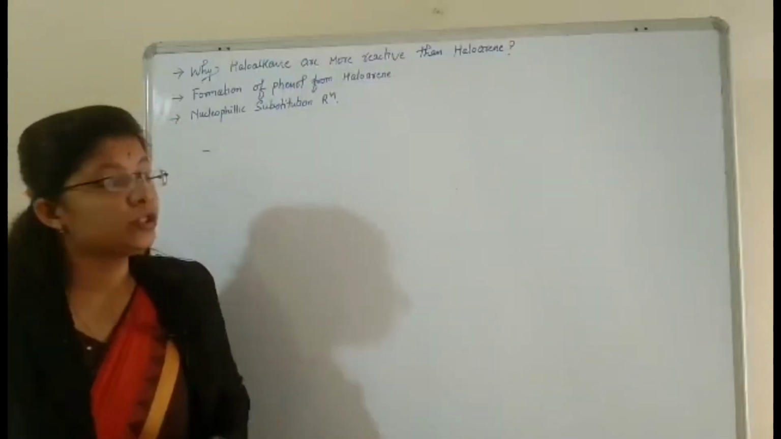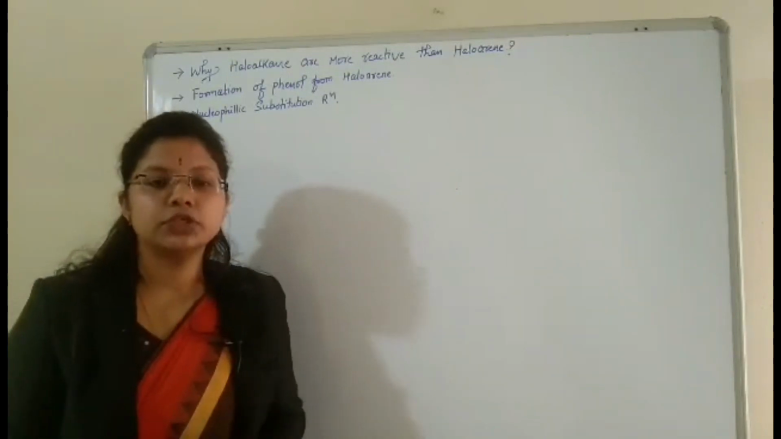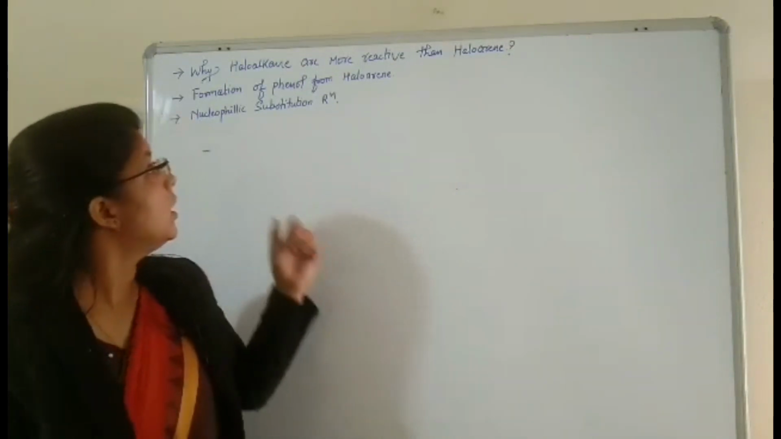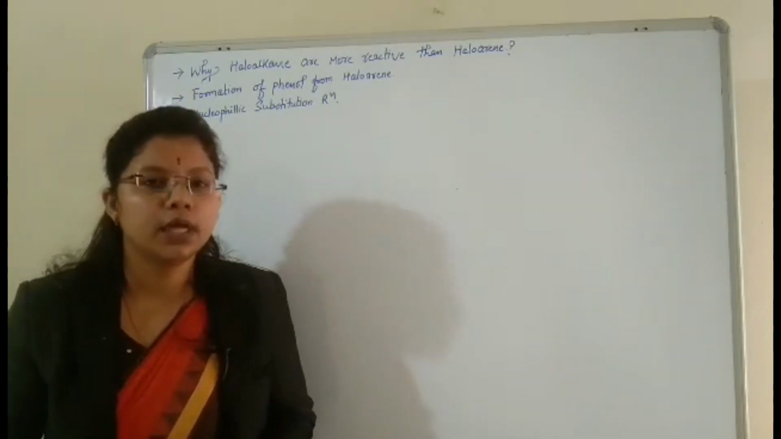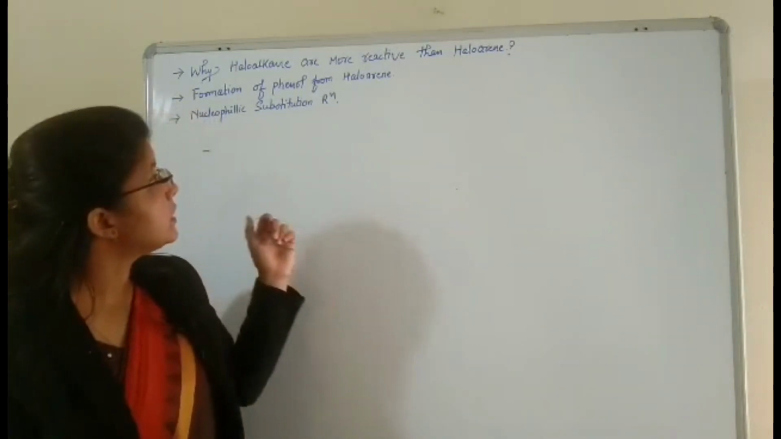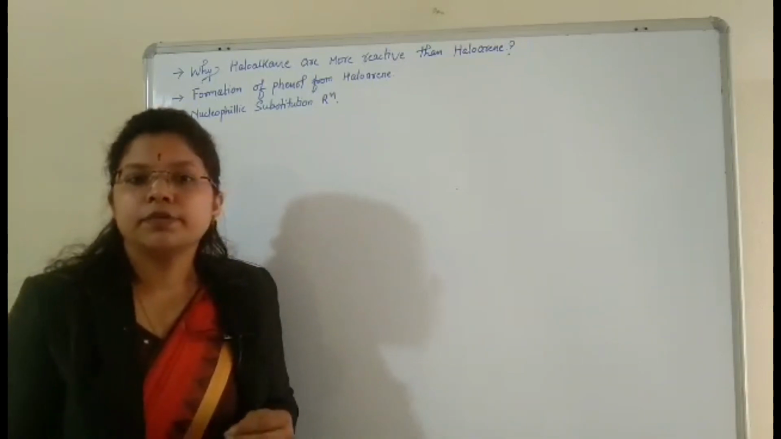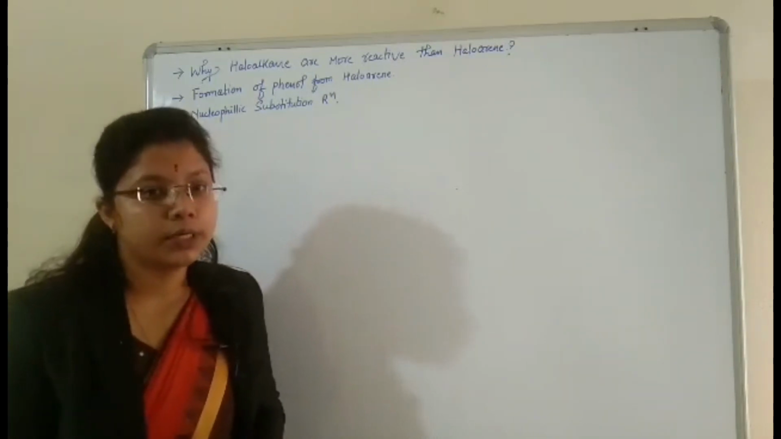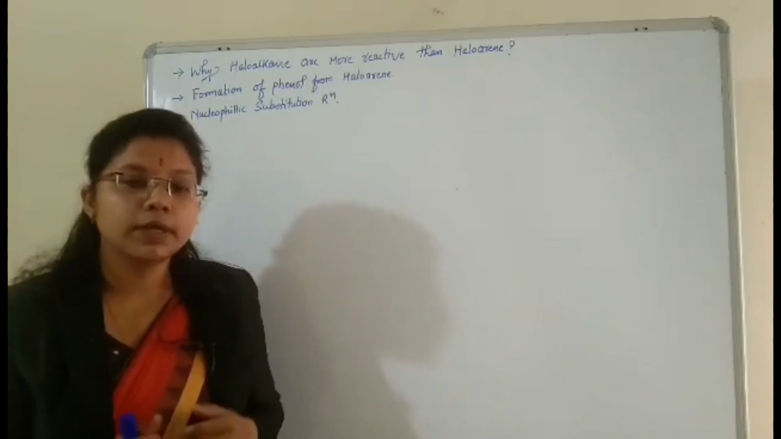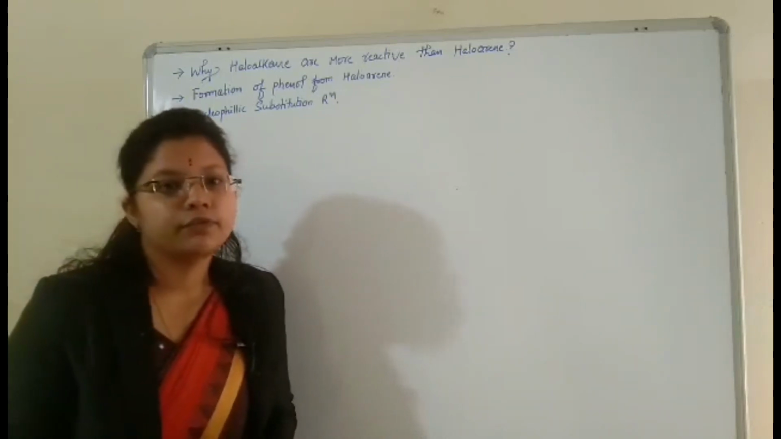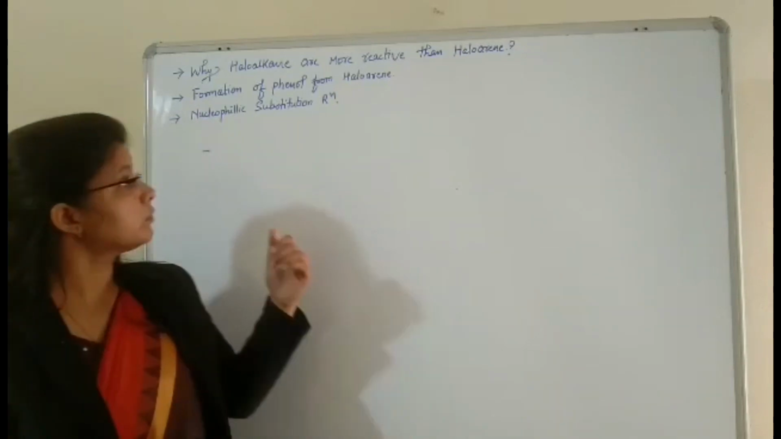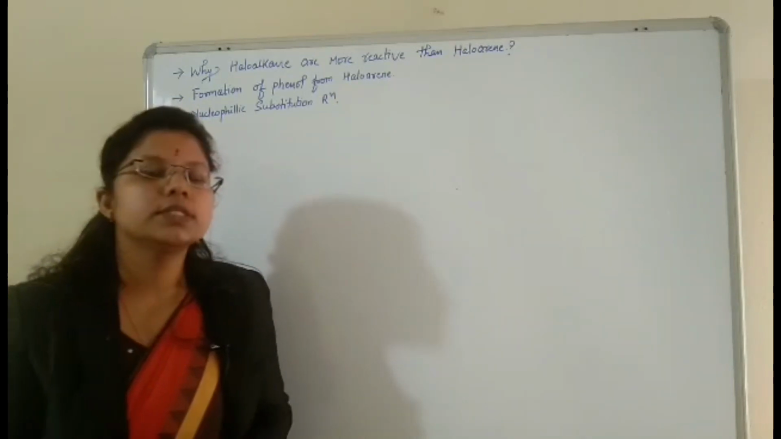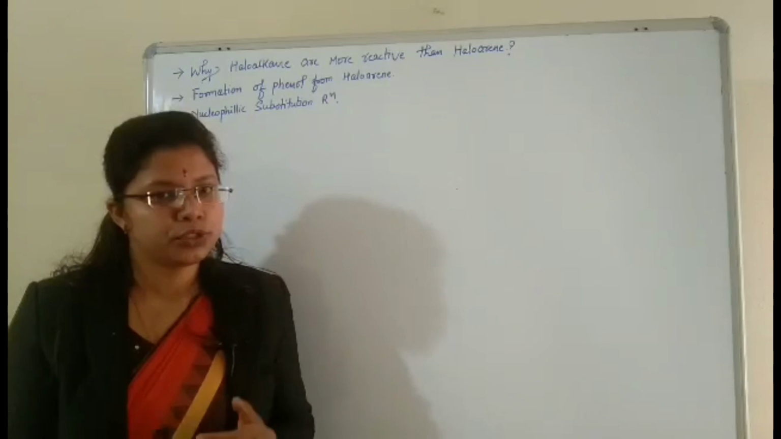Today we are going to discuss three topics. First of all, our discussion is on why haloalkanes are more reactive as compared to haloarenes. Now we will discuss how we can prepare phenol with the help of haloarenes. We will go through the mechanism and see how we can prepare phenol with the help of haloarenes. Third, we will also discuss nucleophilic substitution reactions.